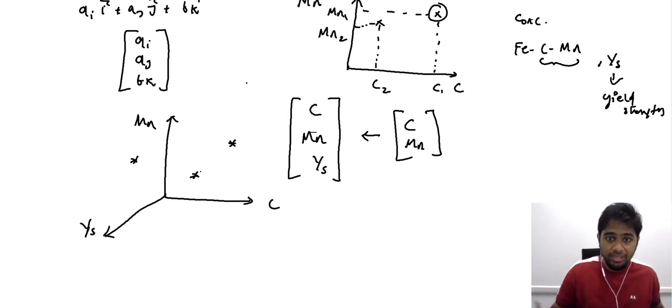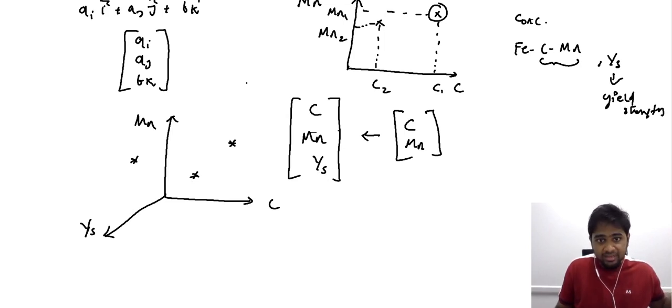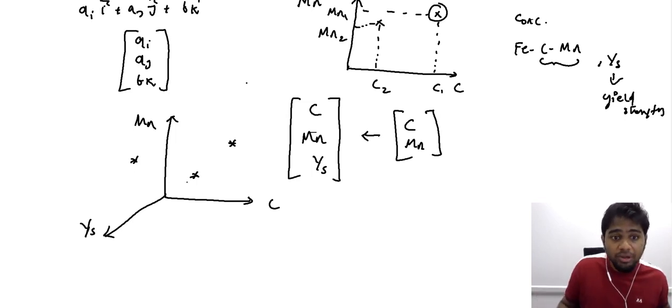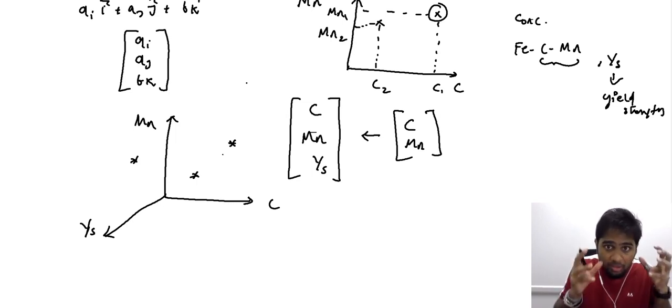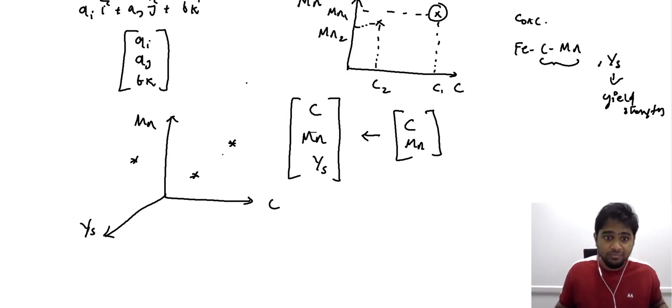That allows us to create a column matrix like that, a vector of this form, and using this vector, we have created a corresponding vector space. And now each point in this vector space not only represents the combination of different concentrations, but also the yield strength associated with each of these concentrations.